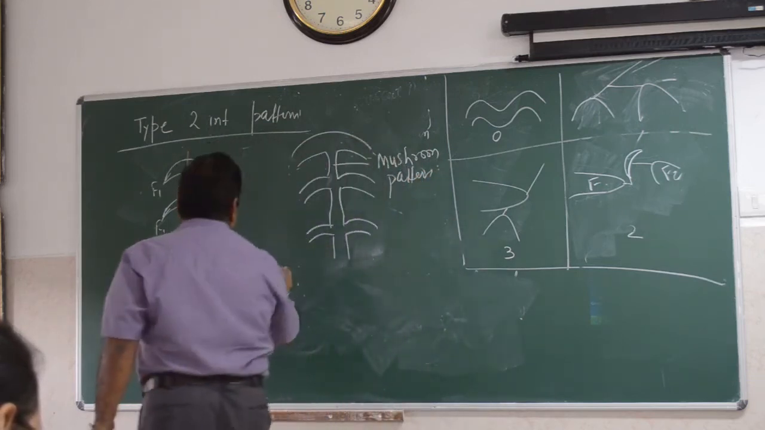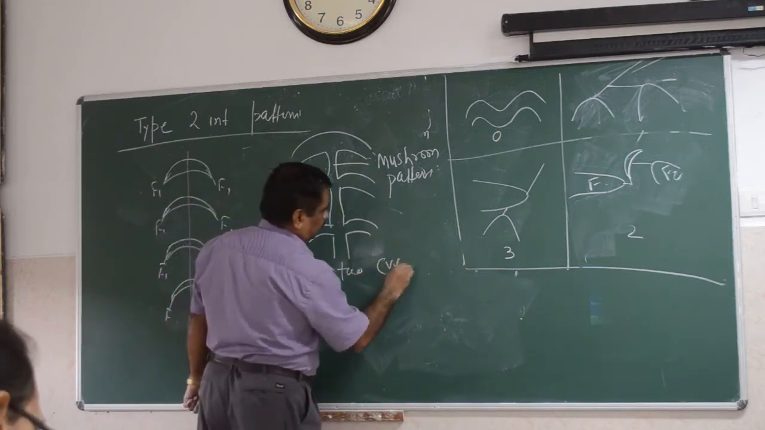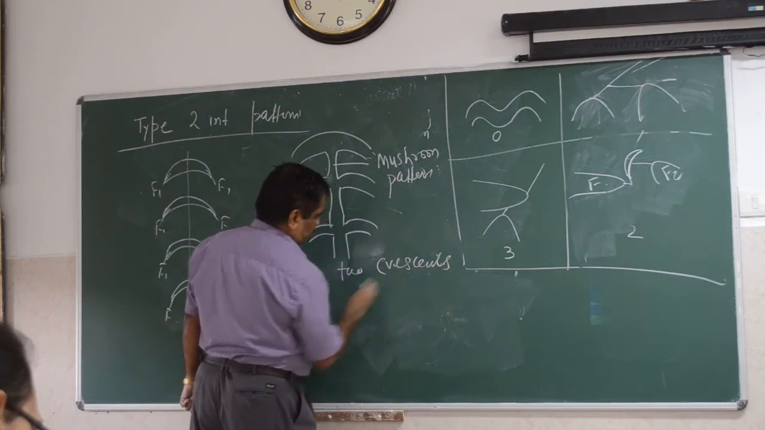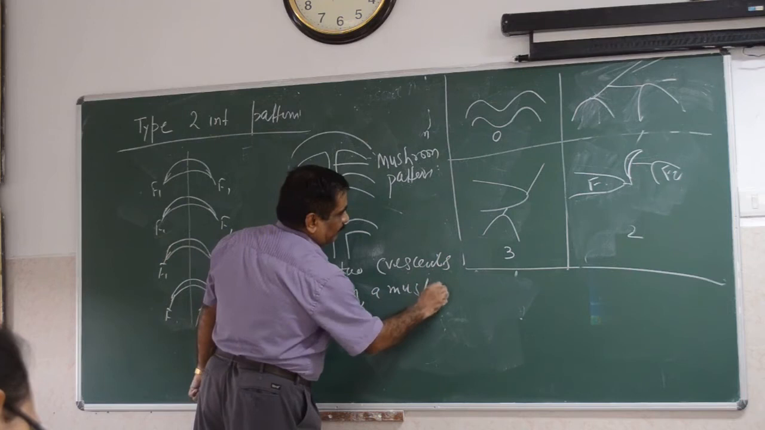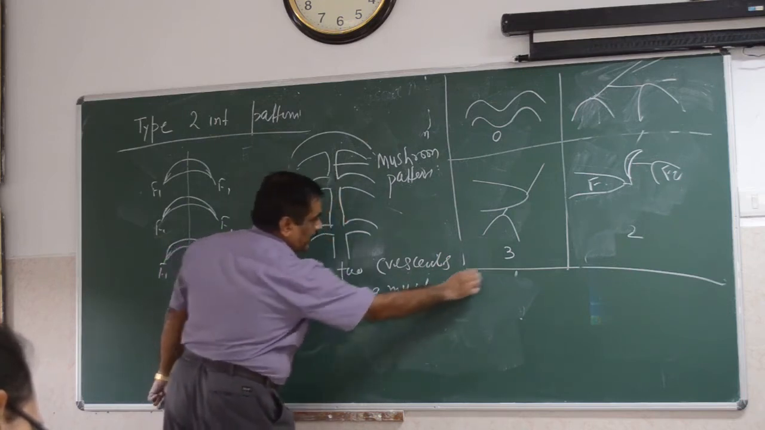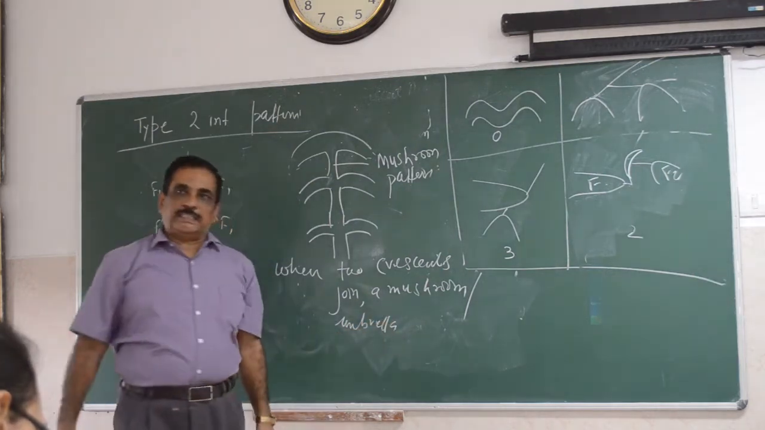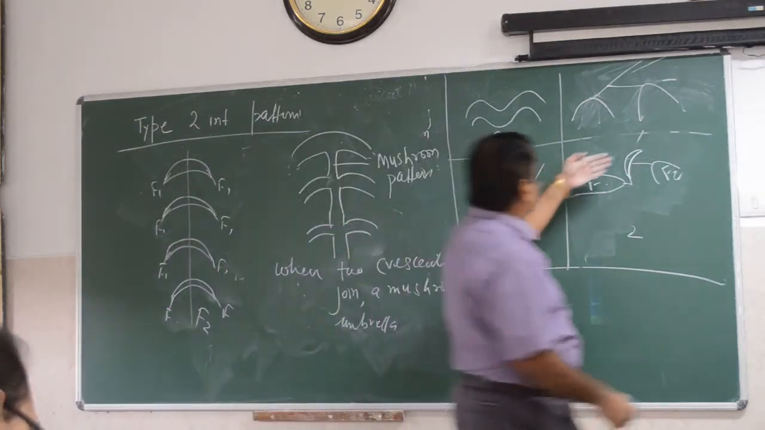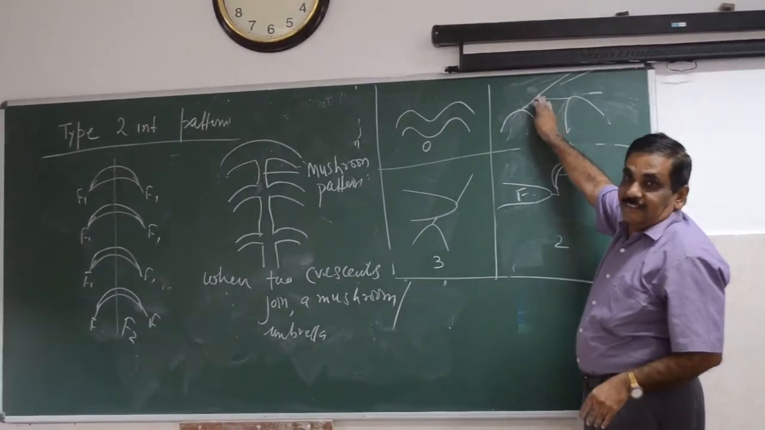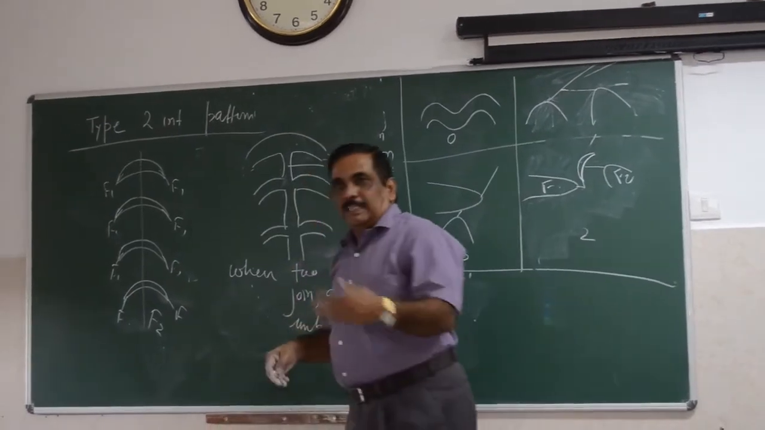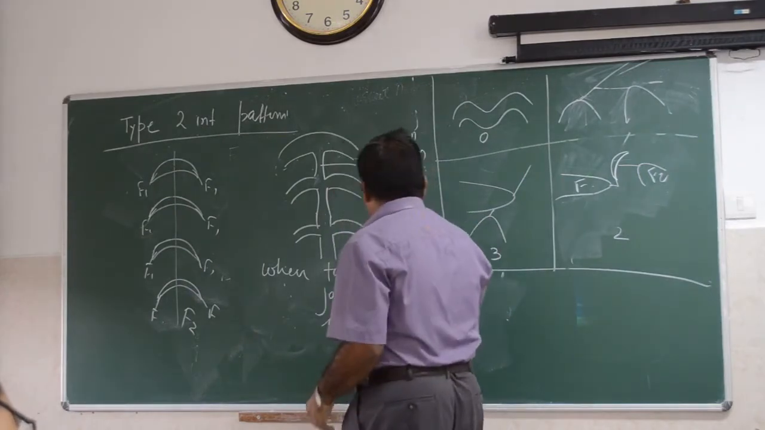When two crescents, think about how it happens. When two crescents join, a mushroom is produced. A mushroom or umbrella is produced. It is a vertical section. Yeah, vertical section. See, all these patterns are seen on a vertical section only. Mushroom pattern. Again, I will explain, as some of you might not have understood. Mushroom or umbrella pattern.